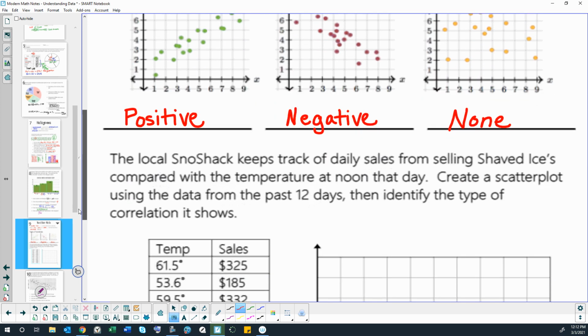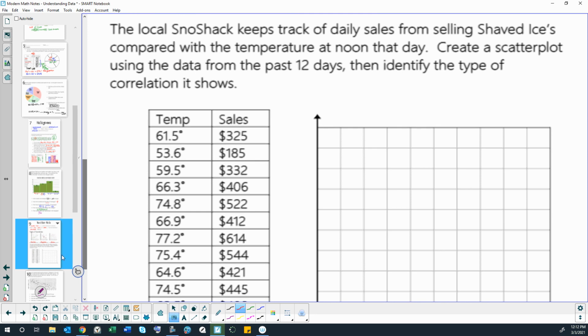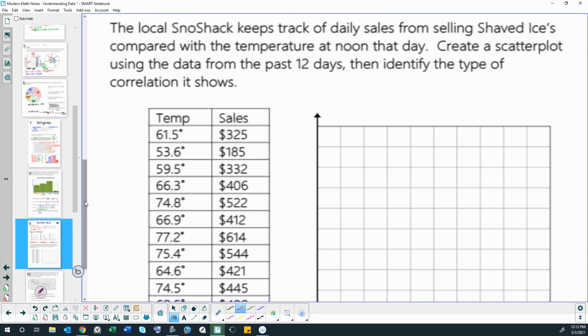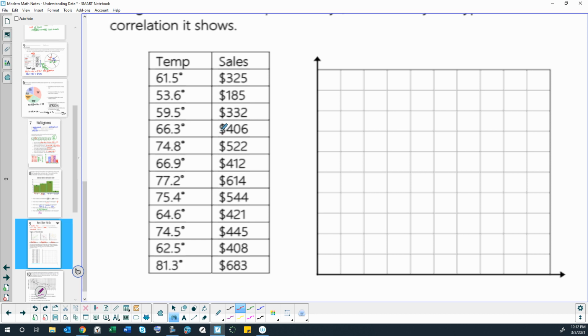Let's look at an example. The local snow shack keeps track of daily sales from selling shaved ices compared with the temperature at noon that day. Create a scatter plot using the data from the past 12 days, then identify the type of correlation. Okay, so we probably want to put temperatures all across here, and we're going to put sales up here.